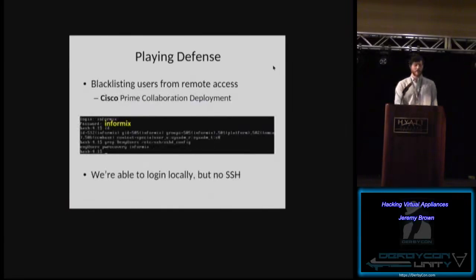And this one was another Cisco virtual appliance from Prime Collaboration Deployment. So another thing I thought was pretty good for security: blacklisting the users from remote access. So this one actually had Informix and Informix as username and password, but you couldn't exploit it because if you look at the remote shell configuration file, they block those users. So you're kind of like, and then it's gone. But that's good. It's good for security if you're trying to lock down an appliance.